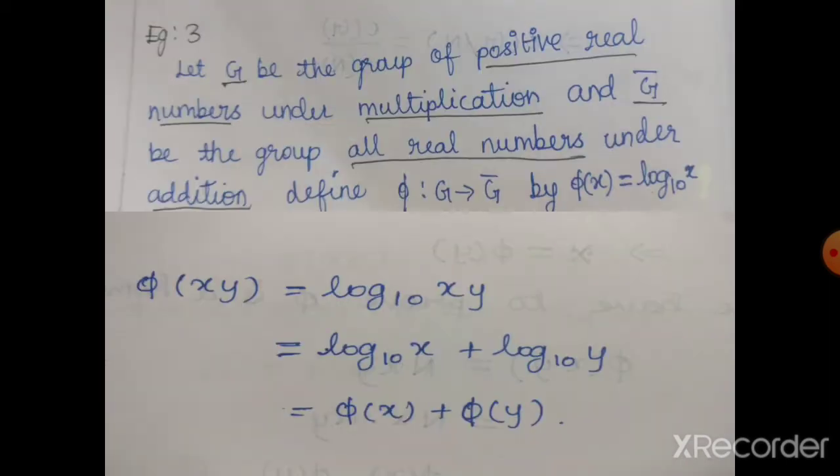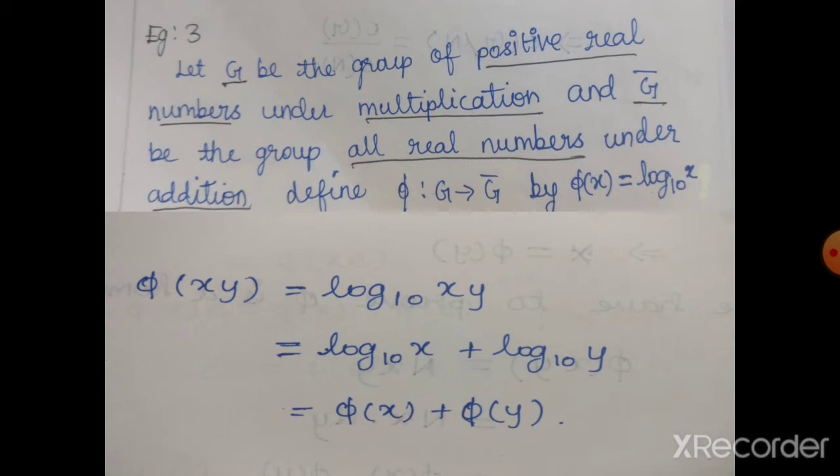Next we come to the third example. Let G be the group of positive real numbers under multiplication and G bar be the group of real numbers under addition. Here we define phi from G to G bar by phi of x is equal to log x to the base 10. Here G is the group under multiplication, G bar is a group under addition. So the homomorphism definition is phi of xy is equal to phi of x plus phi of y. So you have to read the statement carefully: G is the group of positive real numbers under multiplication and G bar is the group of all real numbers under addition. So we have to show it like this.